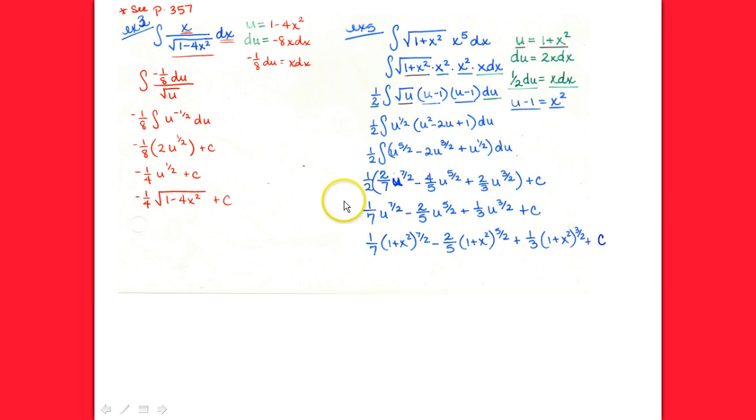All right. Then I can go through and multiply by 1/2. So 1/2 of 2/7 is 1/7. 1/2 of negative 4/5 is negative 2/5. 1/2 of 2/3 is 1/3. And then I need to back substitute and put 1 plus x squared back in the place of every one of my u's. And I'm finished.